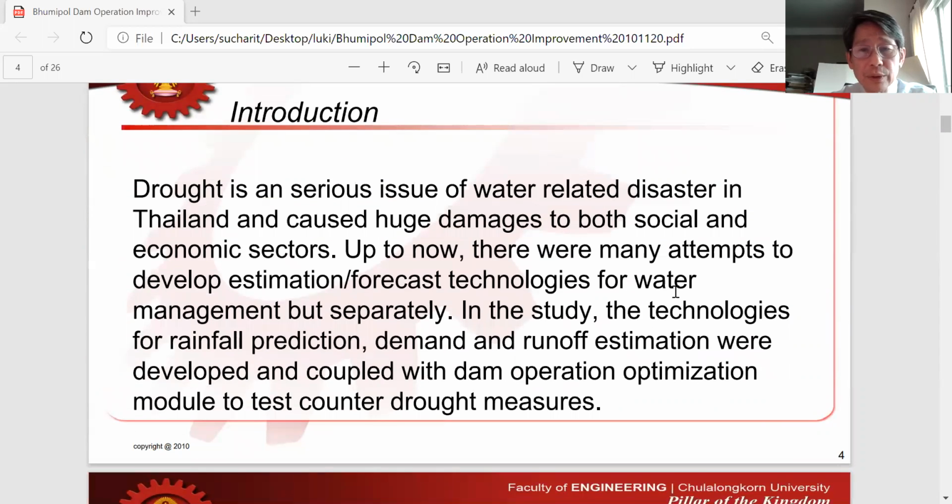The drought issue is serious. In the last 2 or 3 years we have had consecutive dry years in Thailand, and this caused a lot of damage to both social and economic sectors. Up to now, there are many attempts to develop estimation or forecast technology for water management, but it's done separately. In this study, we are trying to combine the technology of rainfall prediction, demand estimation, and runoff estimation, and couple this with the dam operation optimization module. And we have set some drought countermeasures. This module can test the effectiveness of the measures.